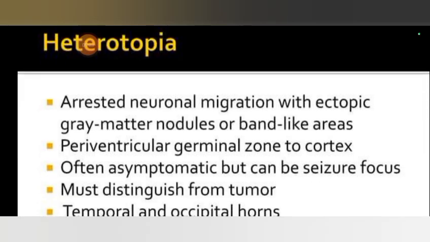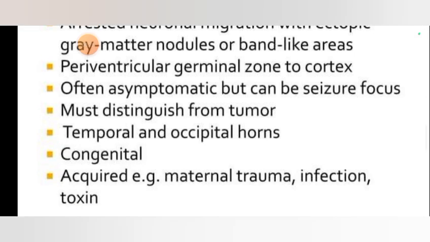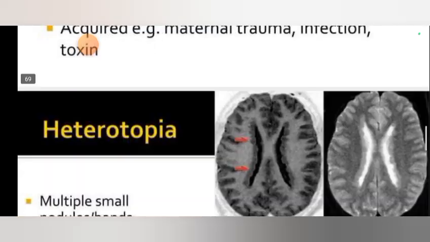Heterotopia: arrested neuronal migration with ectopic gray matter nodules or band-like areas, from the periventricular germinal zone to the cortex. Often asymptomatic, but can cause seizures, with a seizure focus. Must be distinguished from tumor. Seen at the temporal and occipital horns. Congenital or acquired, for example maternal trauma, infection, toxin.